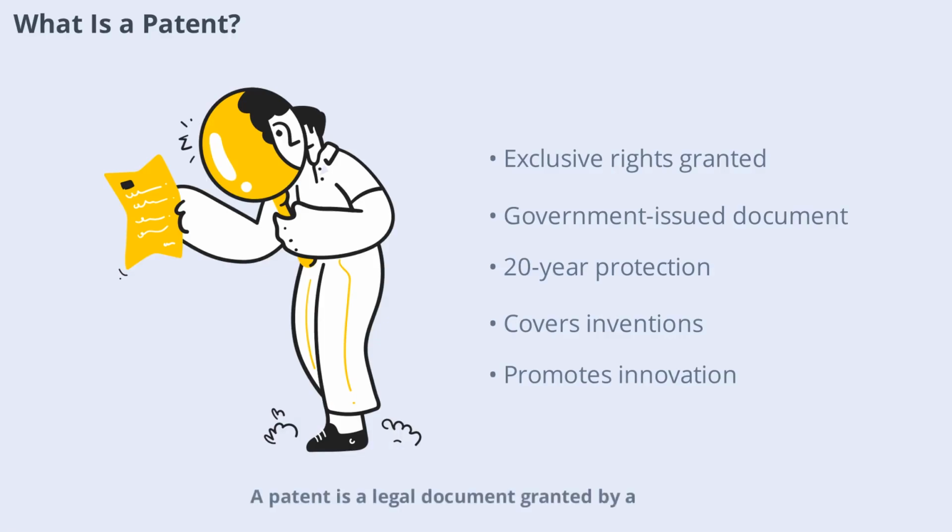A patent is a legal document granted by a government that gives an inventor exclusive rights to make, use, sell, and license their invention. This protection lasts for a specific period, usually 20 years. Patents cover a wide range of inventions from technological breakthroughs to everyday products. By granting exclusivity, patents incentivize inventors to invest time and resources into developing new ideas. In this scene, we'll clarify the definition of a patent and highlight its role in promoting innovation and economic growth.